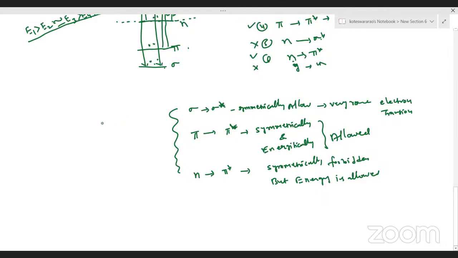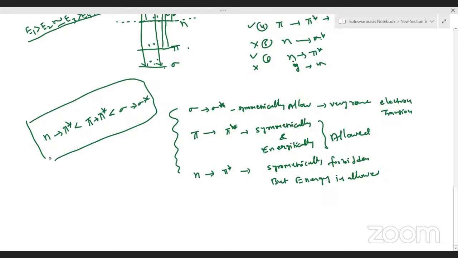Now, when you compare the energies, n to pi star is the lowest energy, then pi to pi star, and then sigma to sigma star. These things you need to remember.